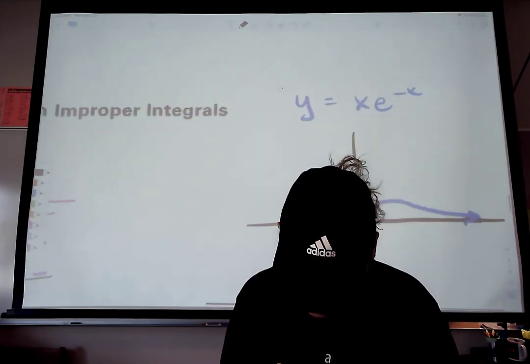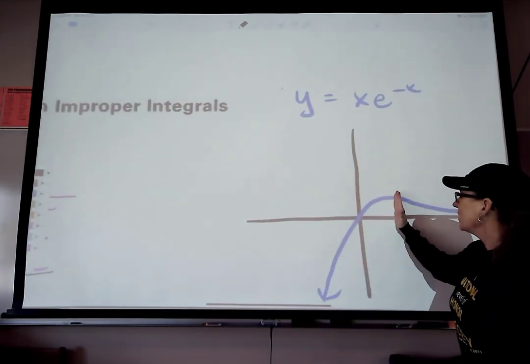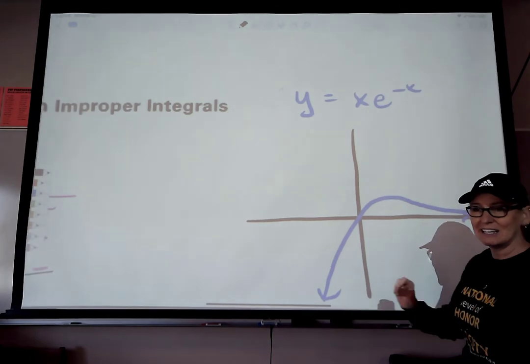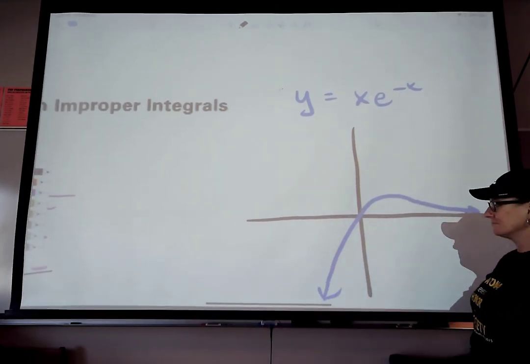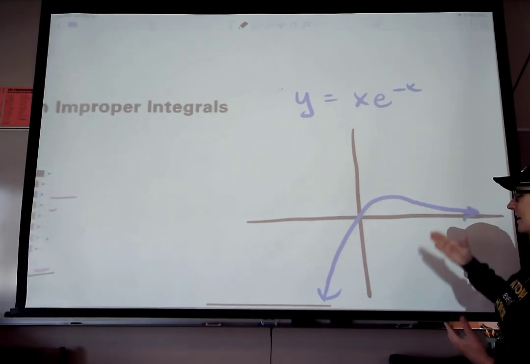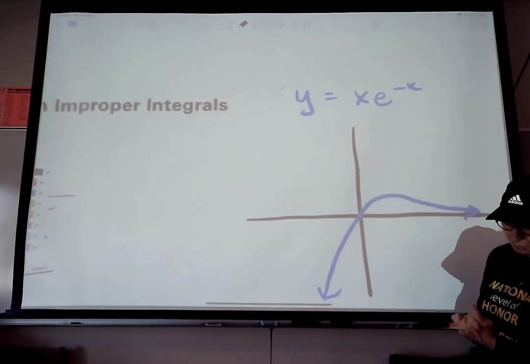The area under the curve, where was it? From 1 to infinity is 2 divided by 2.7-ish. You can actually find the area under that curve. That's pretty cool.